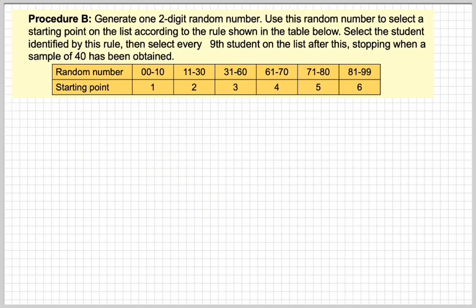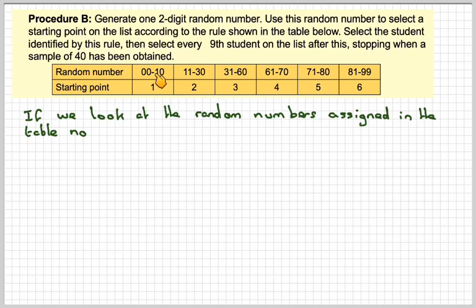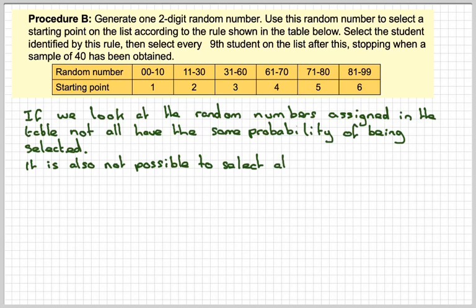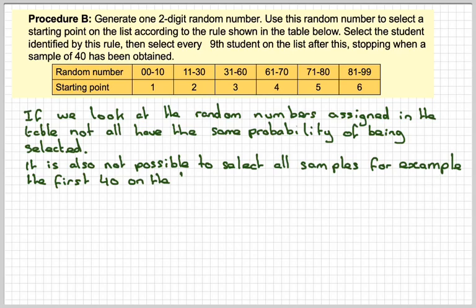That's one possibility. Another possibility, if we look at the random numbers in this table, so we've got from 0 to 10, 11 to 30, is that they don't all have the same probability of being selected. So that's another possibility that's wrong. And as we want a simple random sample, it's also not possible to select some possible samples. For example, we can't select the first 40 on the list. It's just not possible. So there are 3 reasons. You only had to actually give 2 for this question.